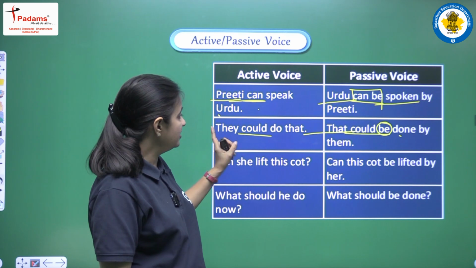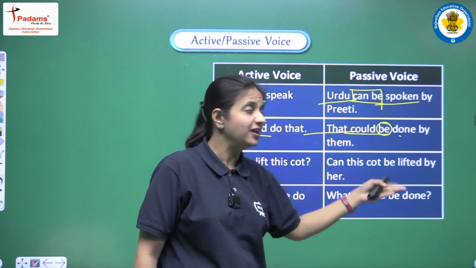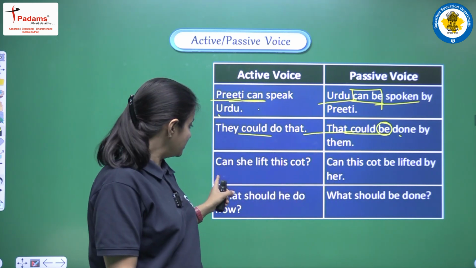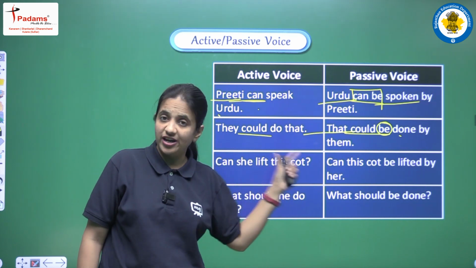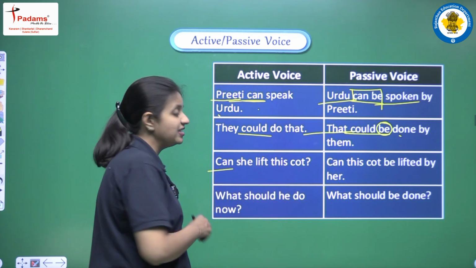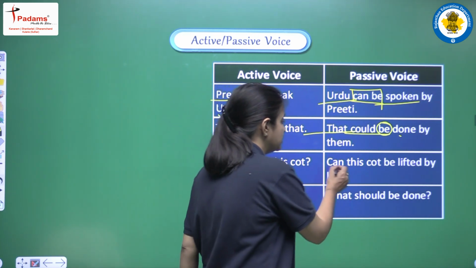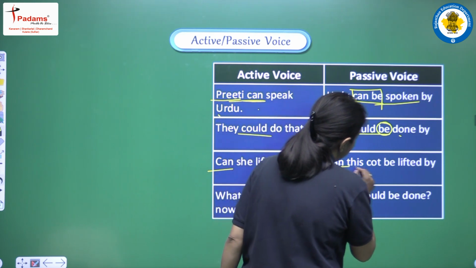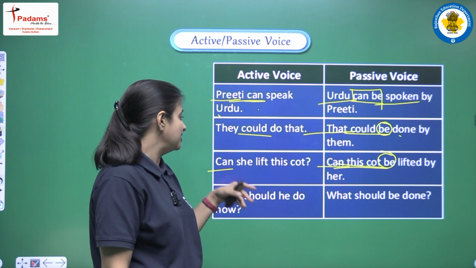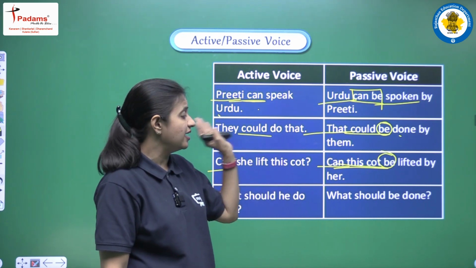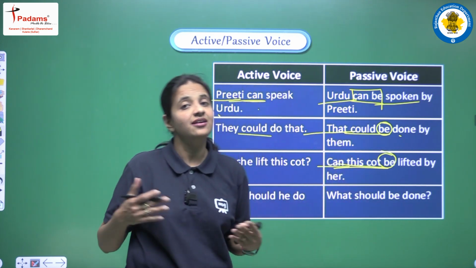So here we are having they could do that. The passive voice will be that could be done by them. Next example, can she lift this coat? So yes, we can have an interrogative sentence also, and here we are having can as a modal. So in this sentence also we have to use the same modal can, and then we are writing this coat, and here we are adding be. So here we are having the sentence, can she lift this coat, and now the passive voice that we are having is, can this coat be lifted by her?